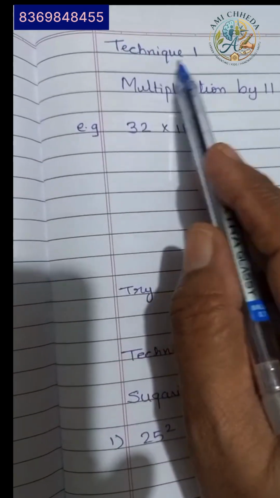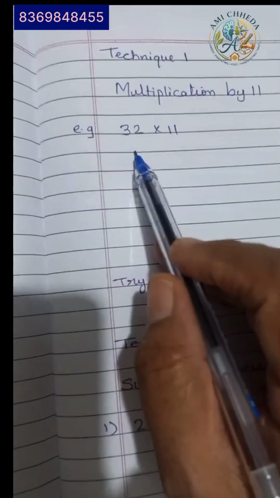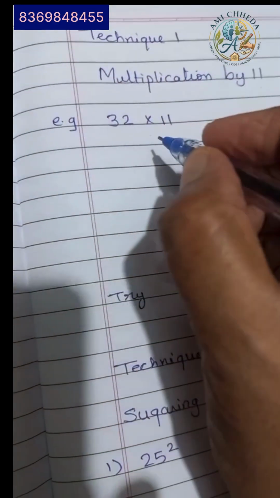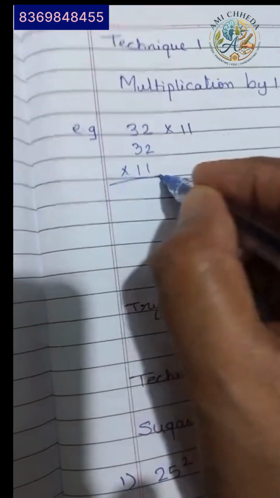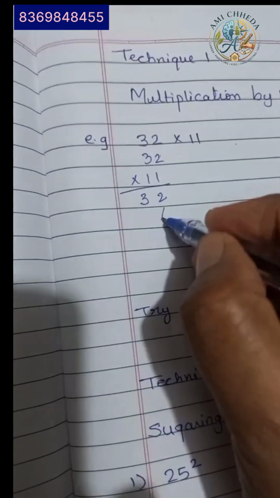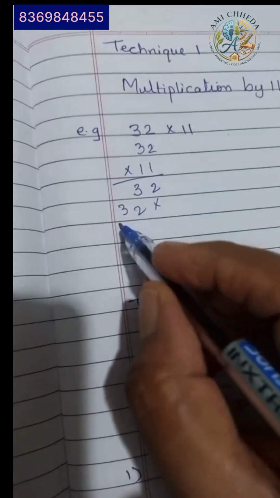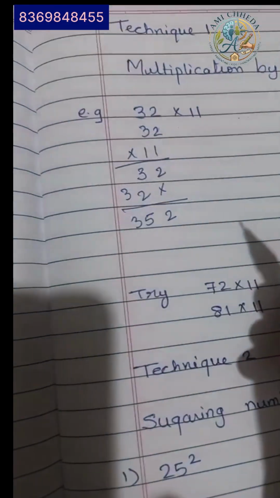The first technique we are going to learn is multiplication by 11. Now, any two digit number multiplied by 11, how do we multiply? We write 32 multiplied by 11. One 2 is 2, one 3 is 3, one number completed. One 2 is 2, one 3 is 3. It takes 3 steps to complete, right?